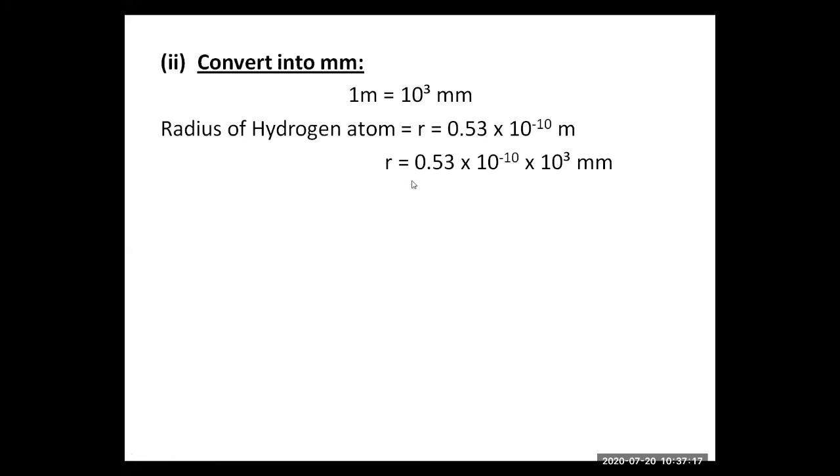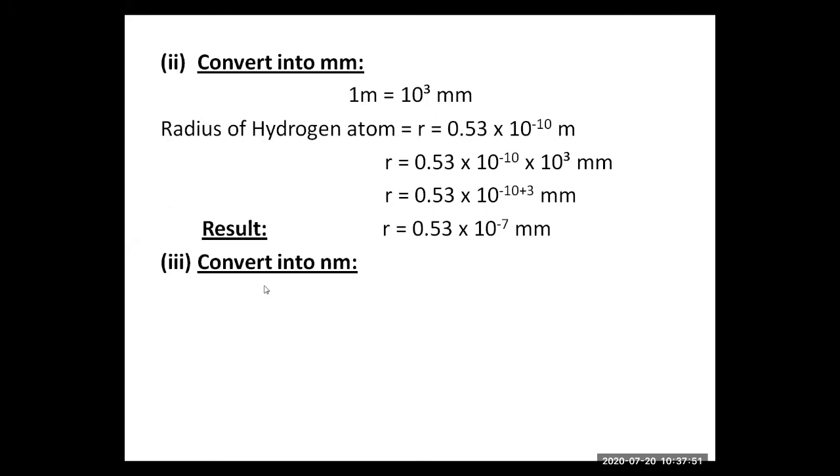So, we are just going to calculate it. So, we can write R is equal to 0.53 multiplied by 10 raised to the power minus 10 plus 3 millimeter. So minus 10 plus 3, we can say R is equal to 0.53 multiplied by 10 raised to the power minus 7 millimeter. So this is the required result.